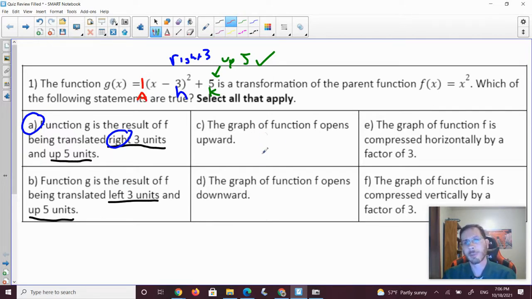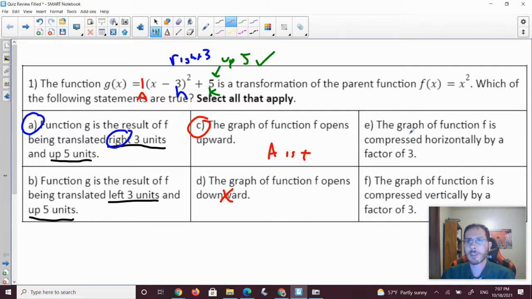And it looks like I have to pick between either c or d. The graph of the function f opens upward. The graph of the function f opens downward. Since a is positive, we're going to open up. So we can't open down because a is positive. If it was open down, then a would have to be negative.